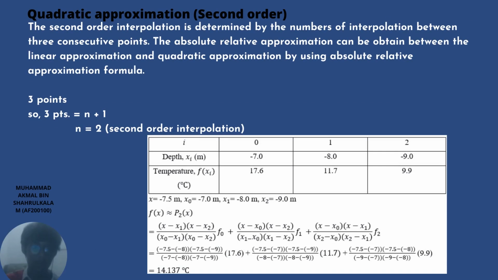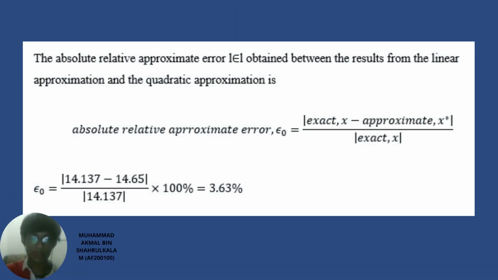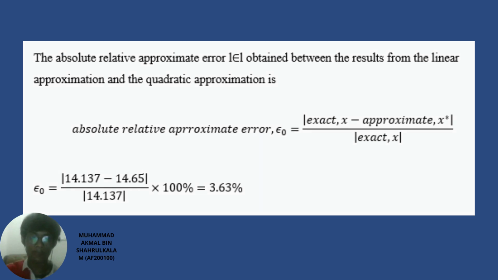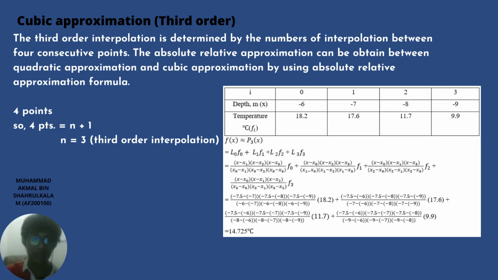The second one we want to solve is quadratic approximation, which is second order. So we substitute the values of depth and temperature for negative 7, negative 8 and negative 9 into the second order interpolation formula. So we got 14.137 degrees Celsius. The absolute relative approximate error between the first order and second order is 3.63%.